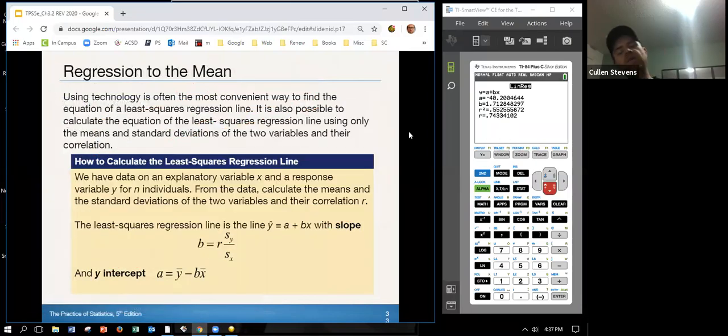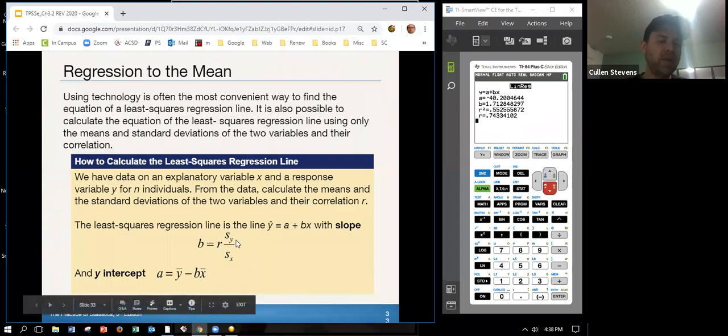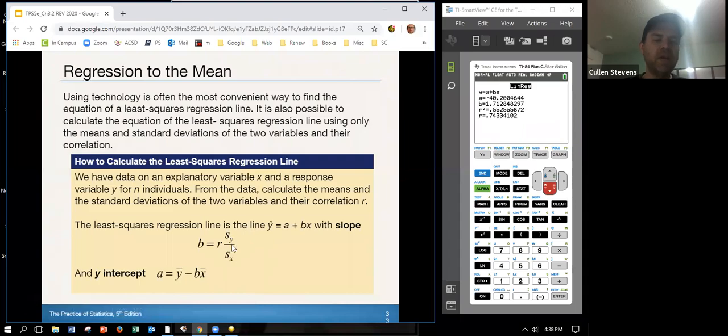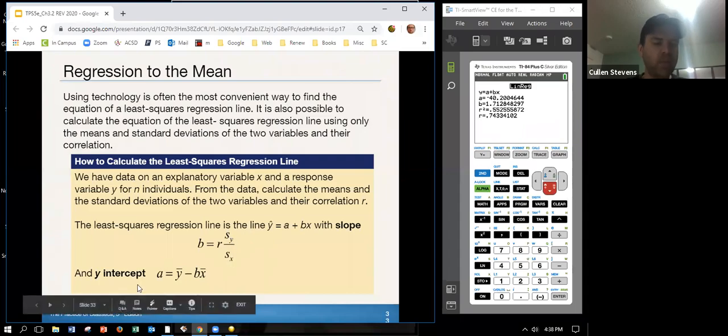Okay. So if we were doing this by hand, which we don't have to worry about, these are the equations that we would use. This is not often used in a normal year, and we don't think that we would have it. But this is how we would find the slope and the y-intercept. The slope is r multiplied by the quotient of the standard deviation of y over the standard deviation of x. And the y-intercept is the mean of y minus b times the mean of x.